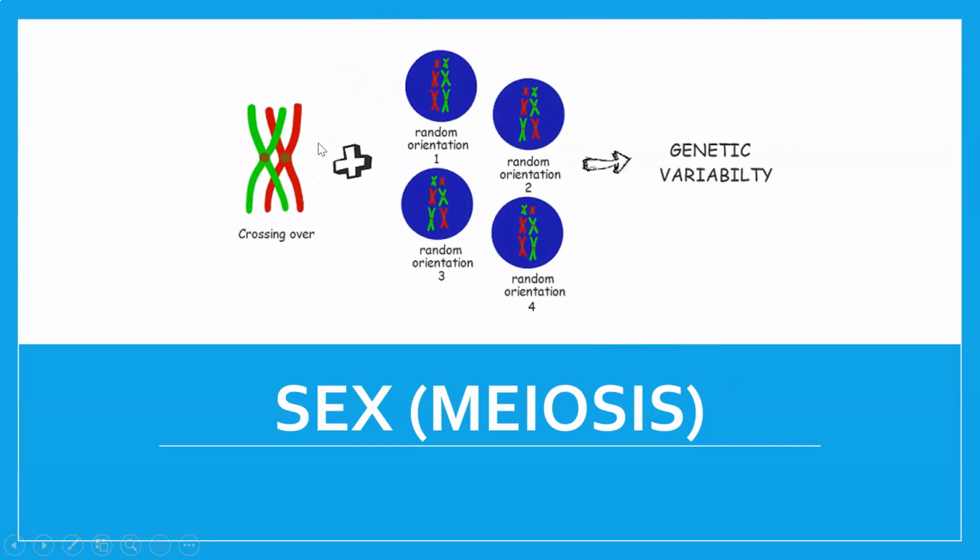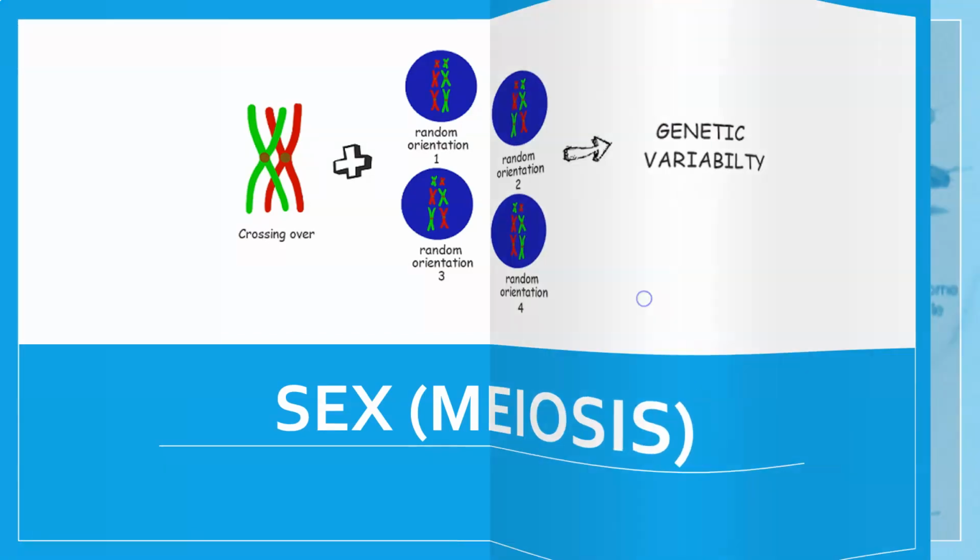Now, having a look at this one, we see the process of crossing over that I just talked about, but add that to the fact that when the chromosomes align ready for one of the division steps, they can align completely randomly. So they could align all the reds and all the greens, or they could align 2 greens, 1 red, or 2 reds, 1 green. So all this variation allows for amazing genetic variability, and that's why offspring from 2 parents are all very different individuals.